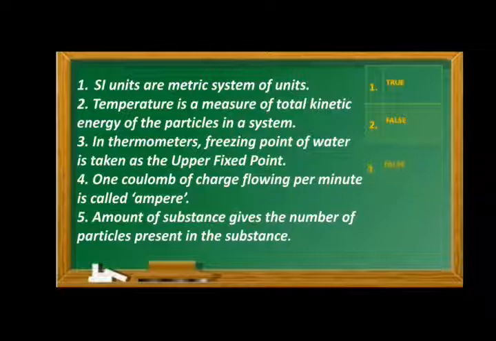In thermometers, freezing point of water is taken as the upper fixed point. False. In thermometers, boiling point of water is taken as the upper fixed point. 1 coulomb of charge flowing per minute is called as ampere. False. 1 coulomb of charge flowing per second is called as ampere. Amount of substance gives the number of particles present in the substance. True.